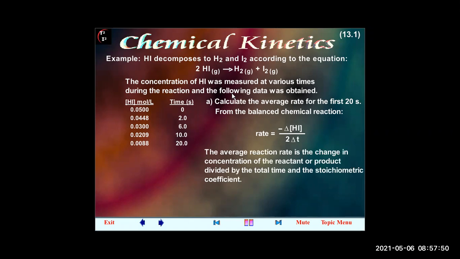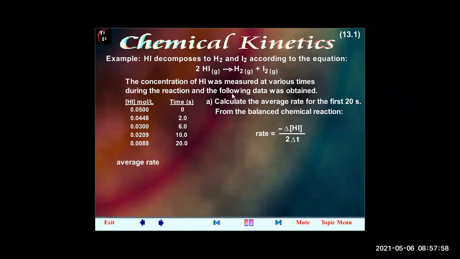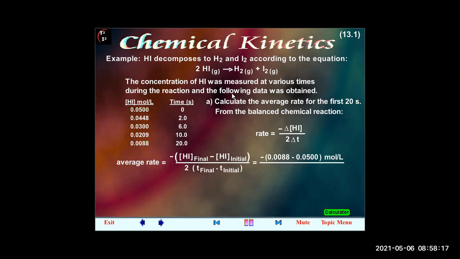The average reaction rate is the change in concentration of the reactant or product divided by the total time and the stoichiometric coefficient. Average rate equals negative final concentration of HI minus initial concentration of HI divided by 2 times T final minus T initial equals 0.00103 moles per liter per second.